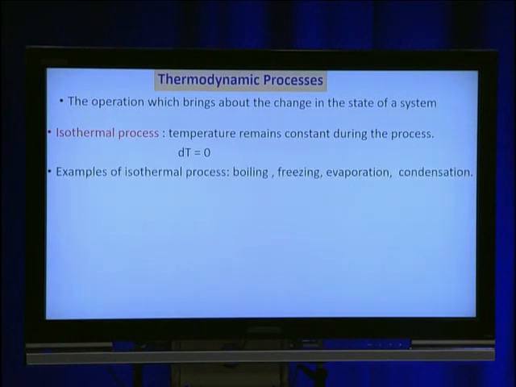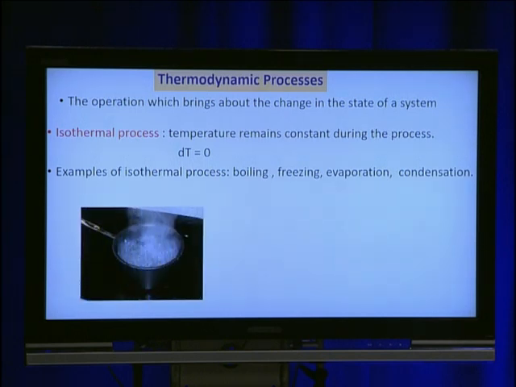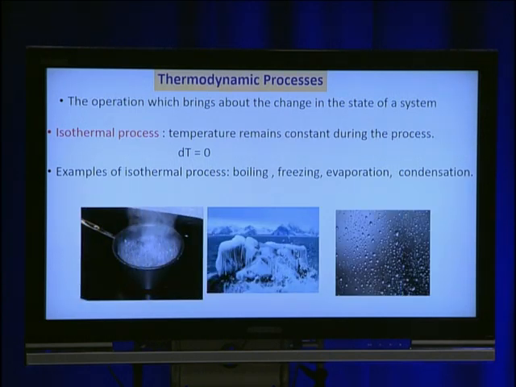Examples of isothermal processes are boiling, freezing, and condensation. All these processes are isothermal in nature. For example, if boiling takes place, boiling always takes place at a particular temperature. So, there is no change of temperature during the boiling. So, this becomes an isothermal process. Water boils at 100 degrees Celsius.